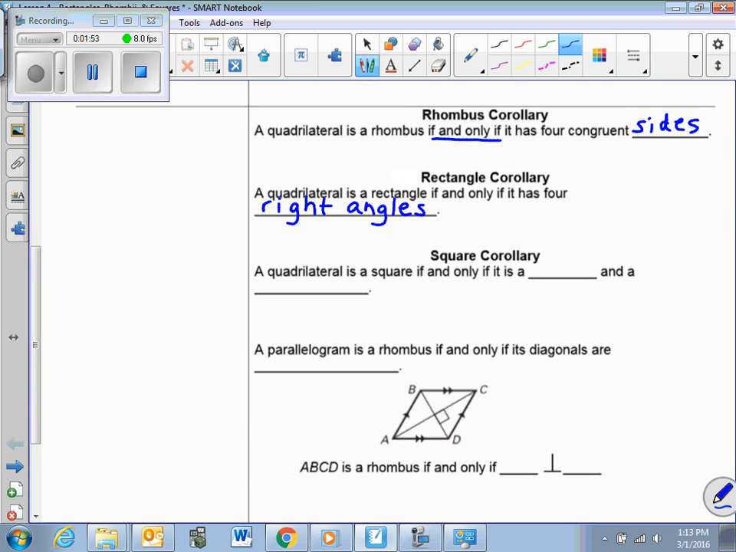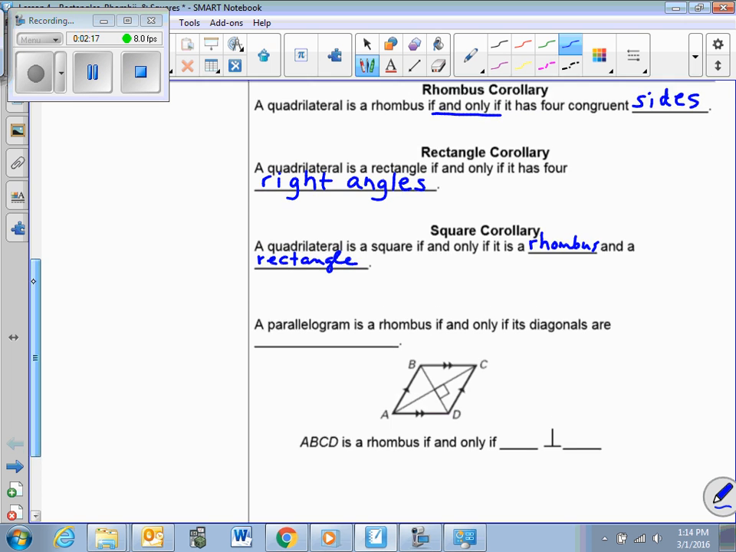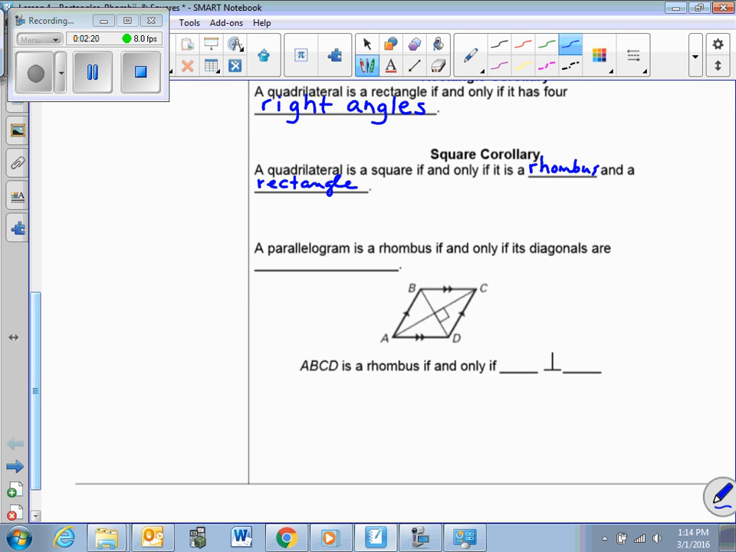Alrighty, and our square corollary says a quadrilateral is a square if and only if it is a rhombus and a rectangle. So a square is a rhombus and a rectangle. I can only imagine that these corollaries and definitions are going to leave us wide open for some great sometimes, always, never questions on your quiz and test. I know you're delighted.